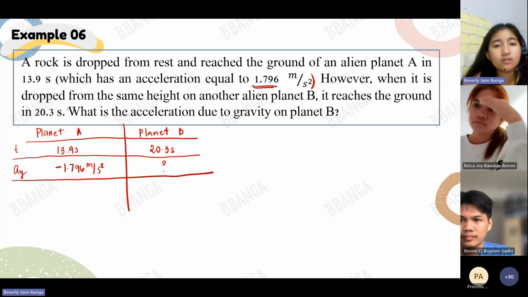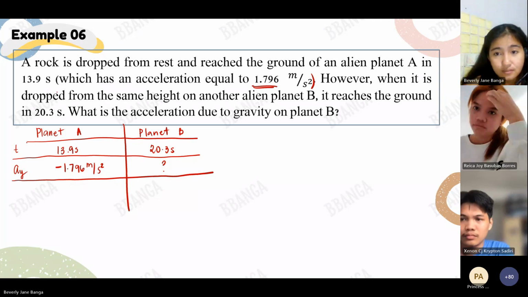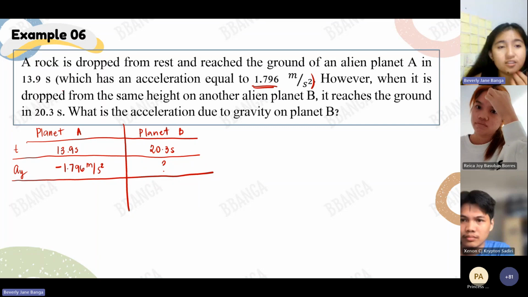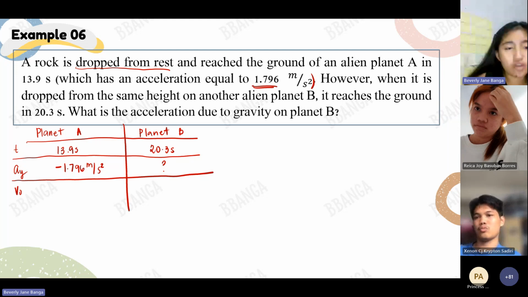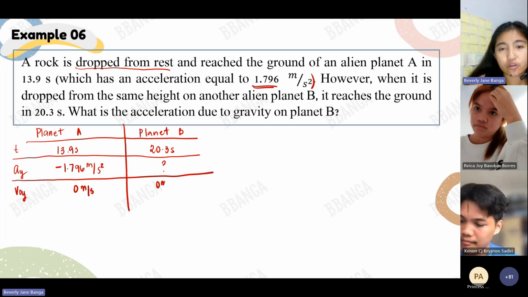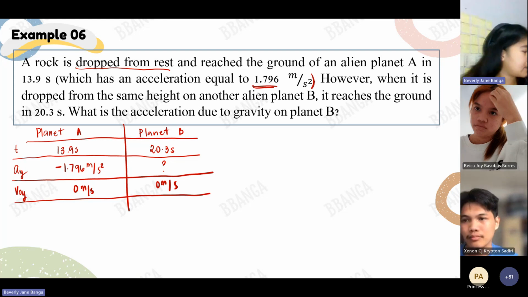Pag binasa natin, okay, from rest. Sino sumagot? Agustin, ma'am. Mark. Si Freyan. Okay. So, tama. Sabi niya, dropped from rest. Ibig sabihin, kung babalikan niyo yung concepts natin ng free fall, kapag may binanggit na dropped from rest, that means that your v_oy is 0 meter per second on both planets. Ano pang iba nating alam? Meron pa ba?